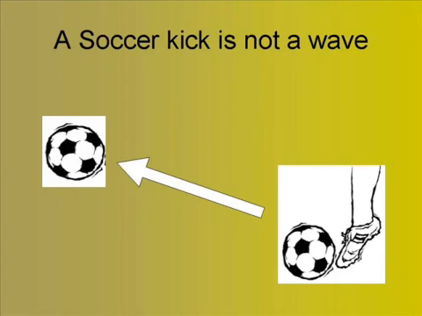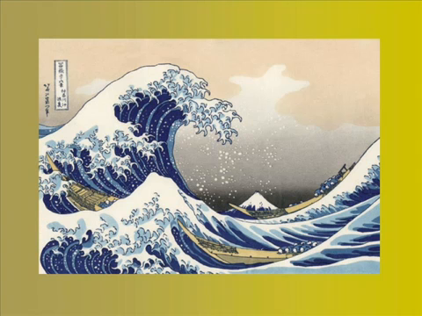When a soccer player kicks a soccer ball filled with energy, it flies across the air. This, however, is not a wave, because the soccer ball, which is matter, is moving along with the energy. An ocean wave is only a wave, because the water molecules are not actually moving along with the energy. They are just moving up and down.